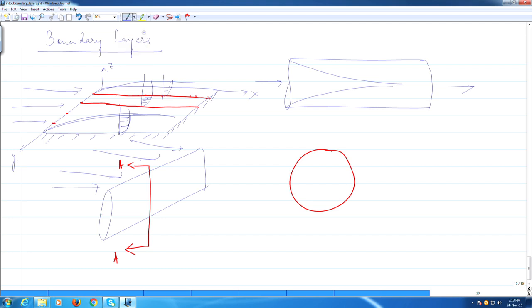Then I have flow moving in like that, and this is a streamline. Similarly, I've drawn it on half of it, so you could do that. When the flow comes in there, you will see boundary layers forming here as well. So boundary layers are everywhere.